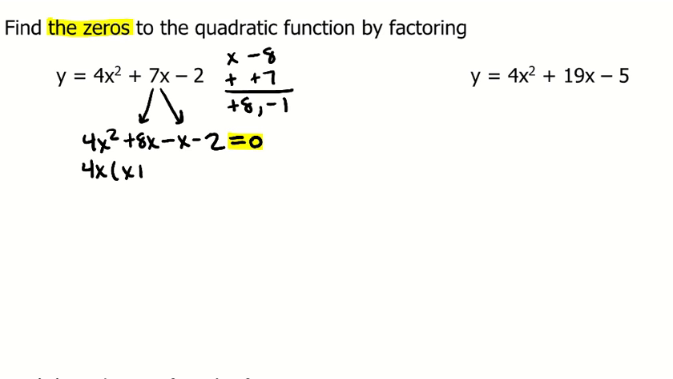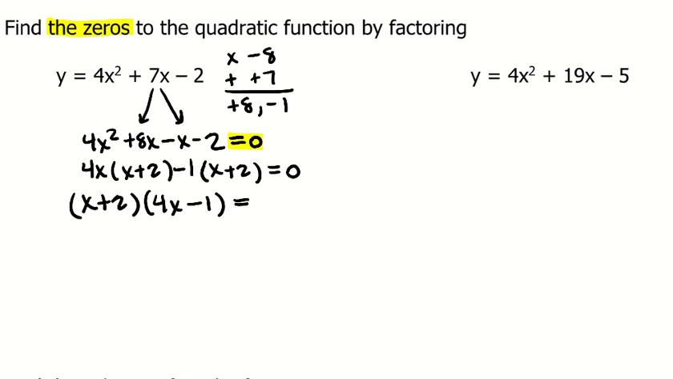So that's plus 2. There's not really anything in common to the negative x and the negative 2 besides that they're both negative, so I'll factor out a negative 1. And so that'll be negative 1 times x plus 2. Then I'll factor out the x plus 2, and I'll be left with a 4x and a negative 1. And then I've got two things multiplied together equaling 0. I know that one of them has to be 0. So I know that either x plus 2 is equal to 0, or maybe 4x minus 1 equals 0.